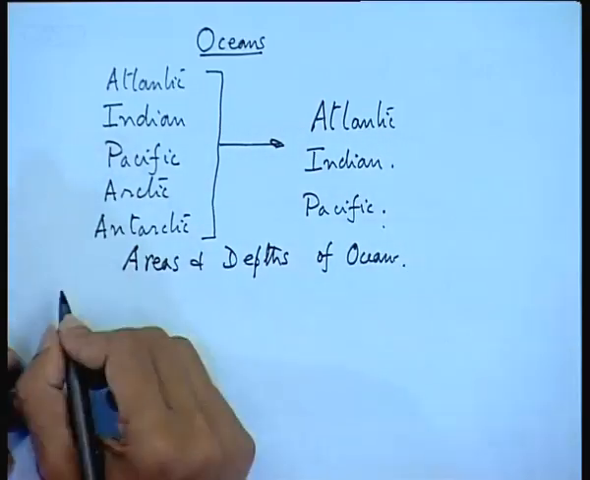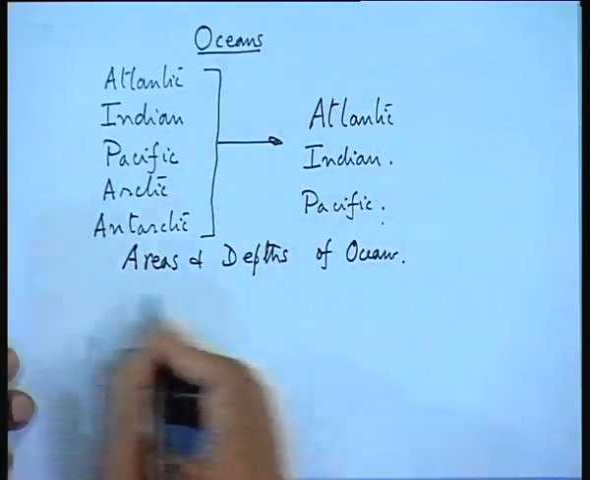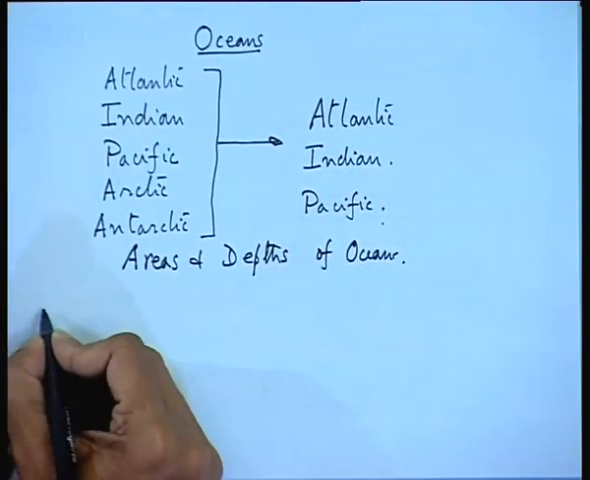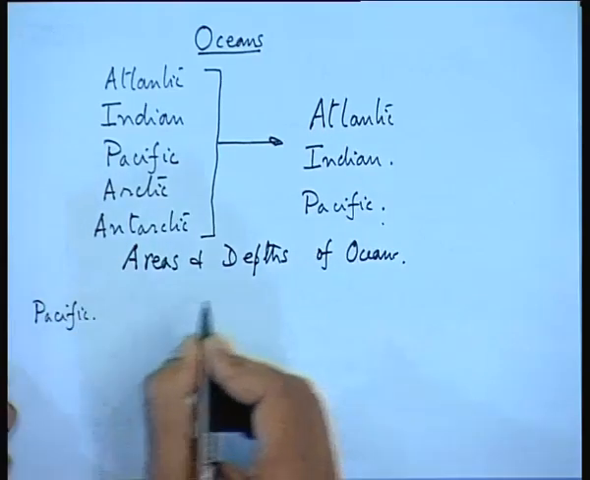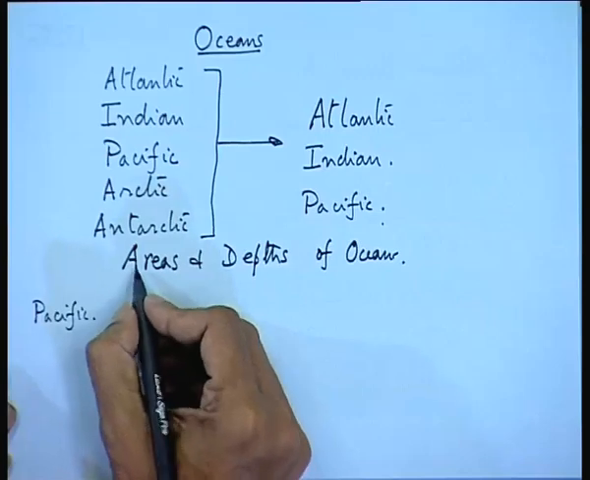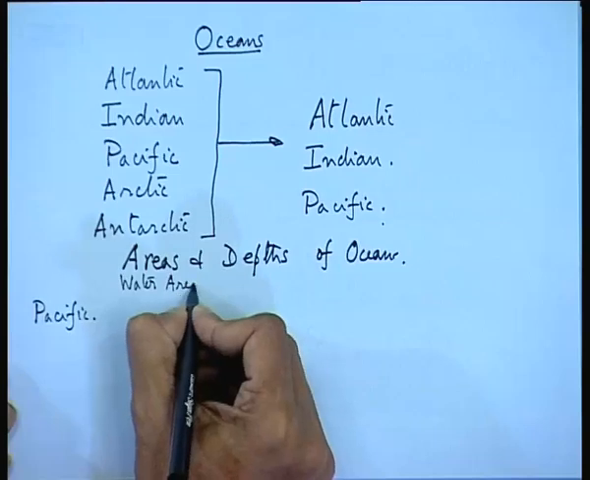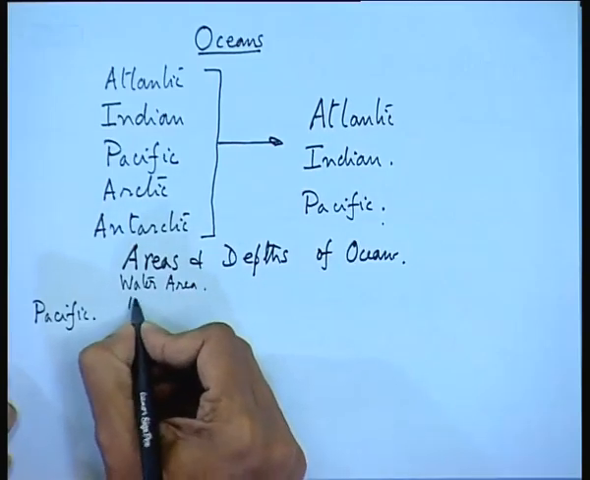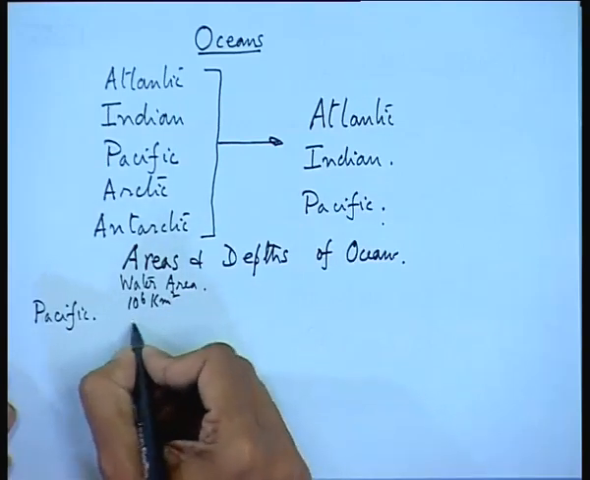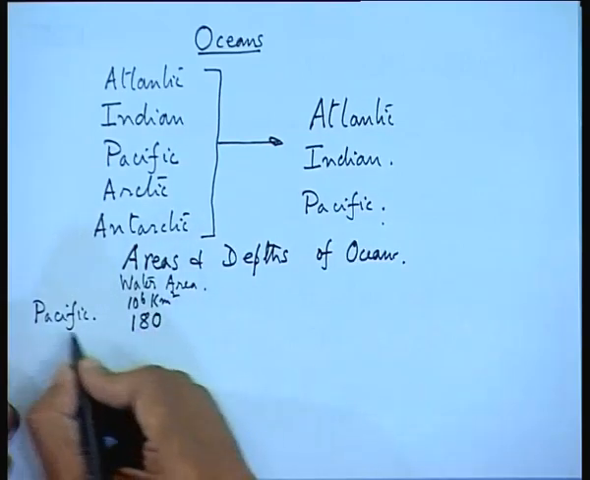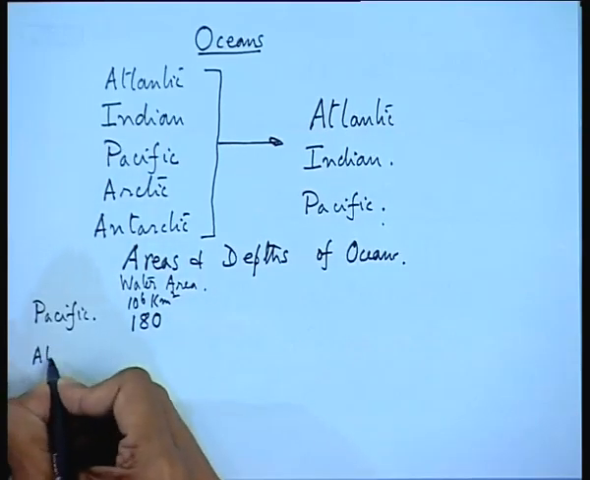So, we have already divided these 5 oceans into the 3 oceans, so we will write only the 3. First is your Pacific. The water area is given in 10 to the power 6 square kilometers. So, Pacific is 180, and next is your Atlantic.